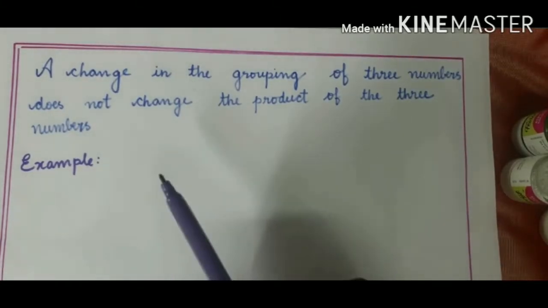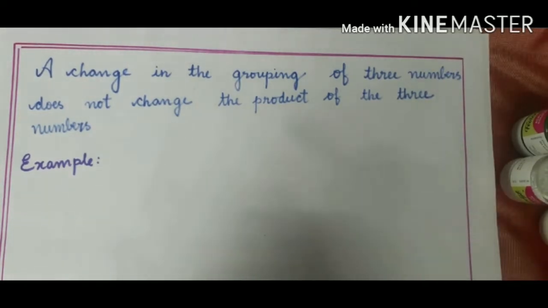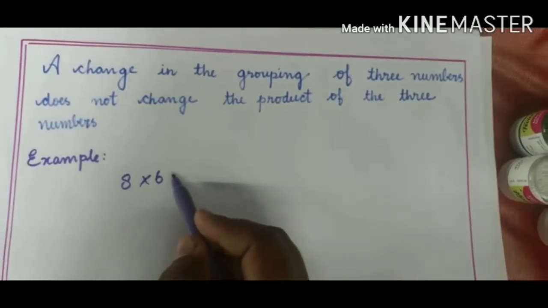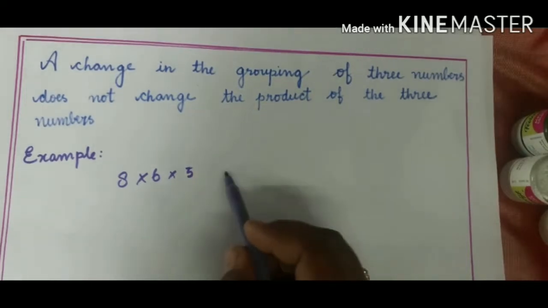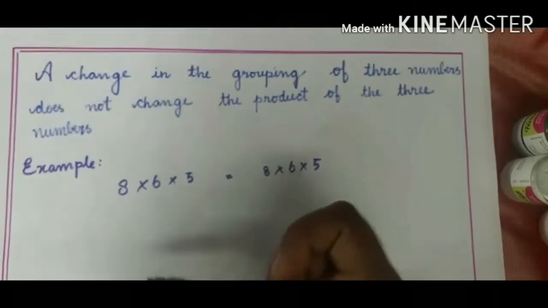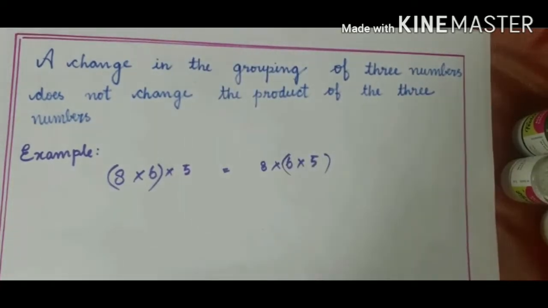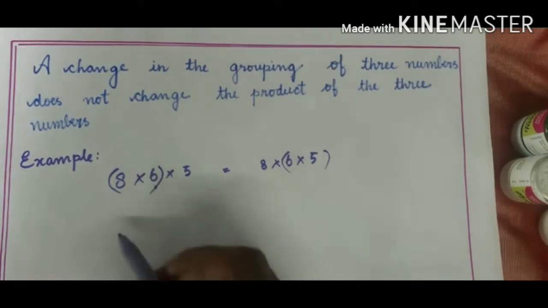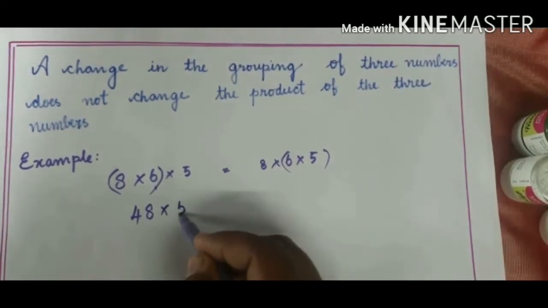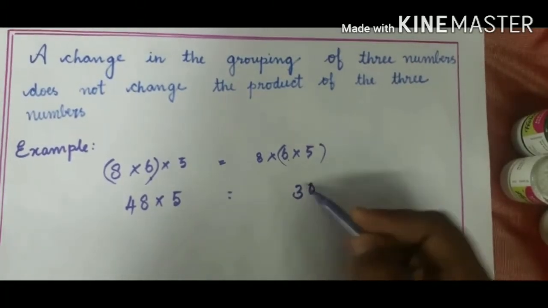Next property. A change in the grouping of three numbers does not change the product of the three numbers. Okay, now we are going to see three numbers. So now consider 8 into 6 into 5. Again I am writing the same order, 8 into 6 into 5. First what I am going to do is, here see what is the word? Grouping. So now I am grouping 8 into 6. Okay, and here I am going to group 6 into 5. Is it clear? So when you group 8 into 6, 8 6s are 48, into 5. Here this will happen, 6 into 5. This is what? 6 5s are 30, which is multiplied by 8.